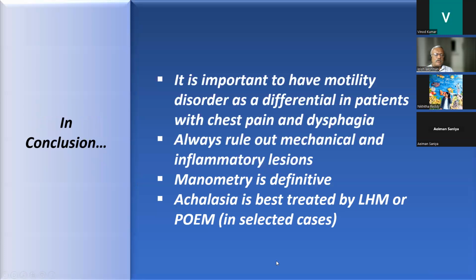Okay. So in conclusion, it is important to have motility disorder as a differential in all patients with chest pain and dysphagia. Always rule out mechanical and inflammatory lesions, secondary causes. You have to consider manometry unless the diagnosis, for example, of achalasia is obvious on endoscopy and barium studies. And achalasia is best treated by laparoscopic Heller's myotomy and POEM in selected cases when the facility is available.